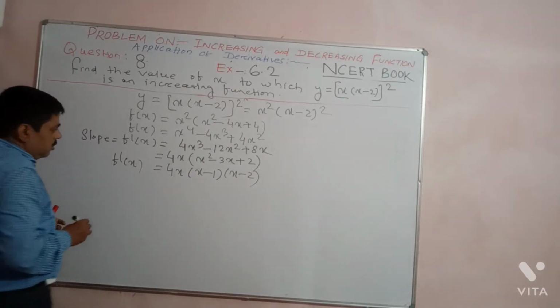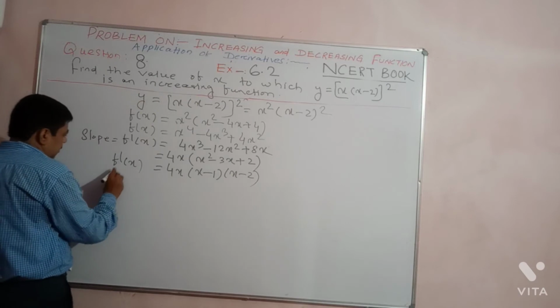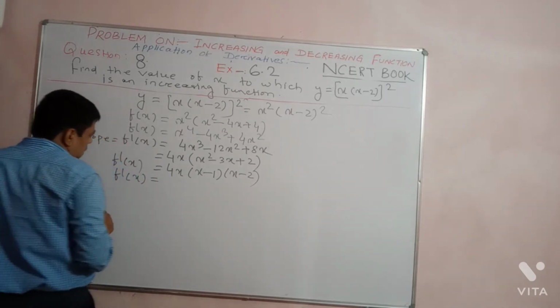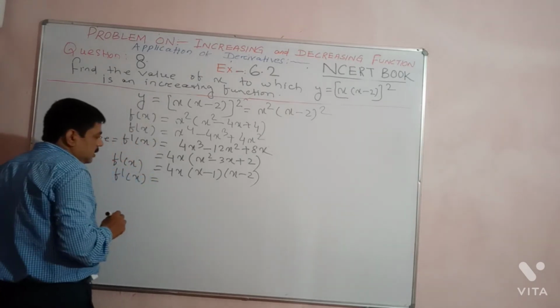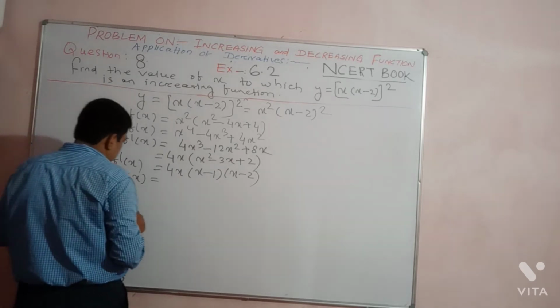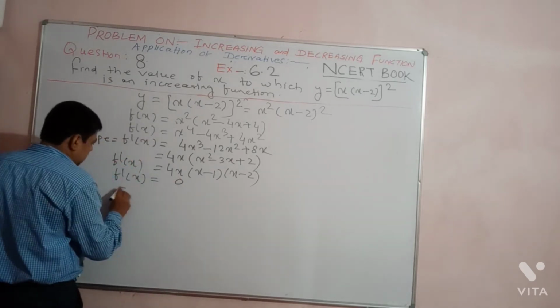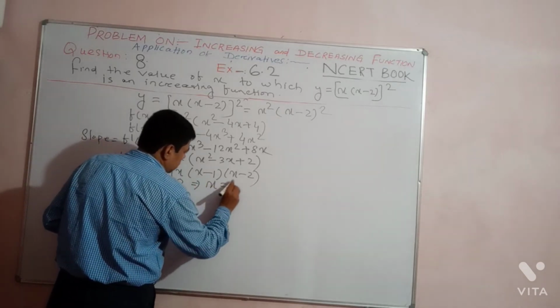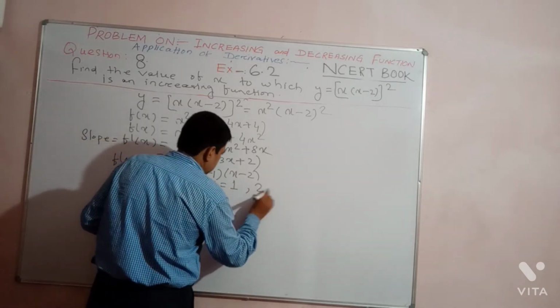Now you have to equate the derivative of the function, f dash x, to 0, to find the points at which the domain is divided into disjoint intervals. We have to find the intervals, so we equate f dash x to 0, and after that we get x is equal to 0, x is equal to 1 and x is equal to 2.